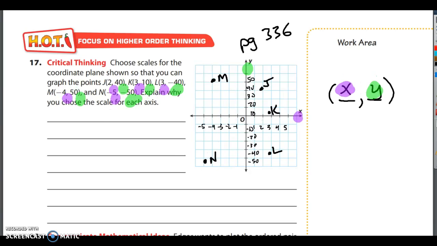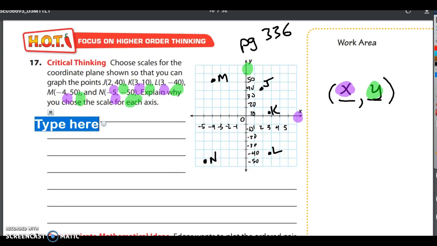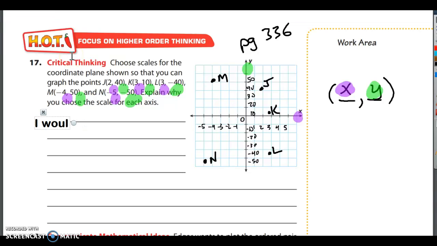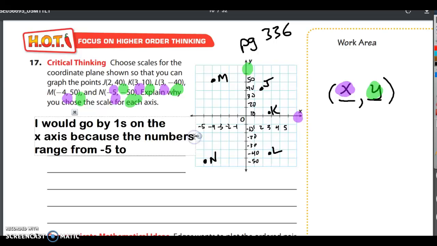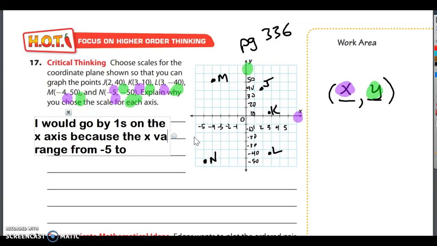All right, so now I'm going to explain. Let's choose scales and then explain. I would go by ones on the x-axis because the numbers range from, I'm not going to say the numbers, I'm going to say the x values. The x values range from negative 5 to, how far do they go? Positive 3. Anything higher than that? Nope, to positive 3.